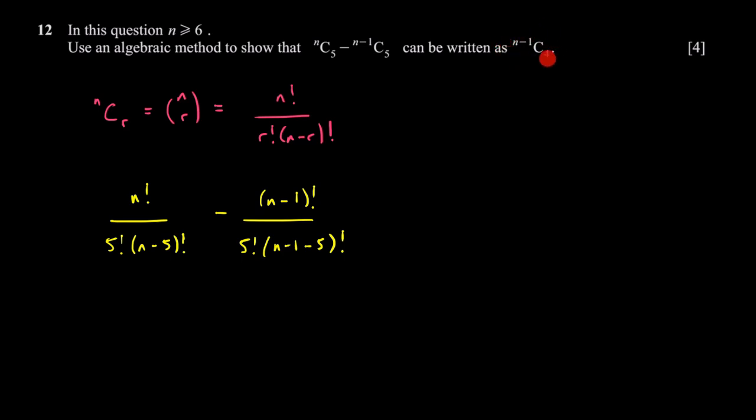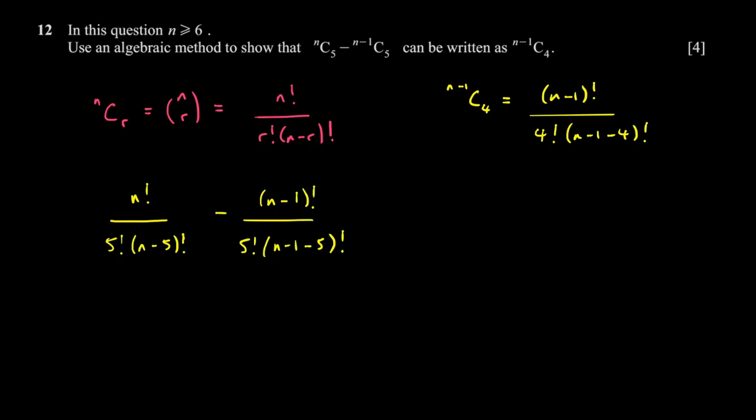What's going to be n minus 1 C4, right? Well, n minus 1 C4 is going to be n minus 1 factorial over 4 factorial times n minus 1 minus 4 factorial. So in other words, n minus 5 factorial. So the end result of doing this should be to get that. So that's what we're aiming for.